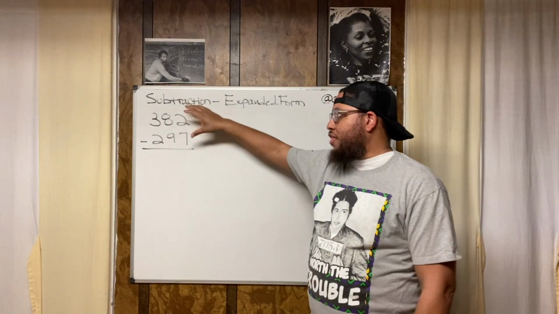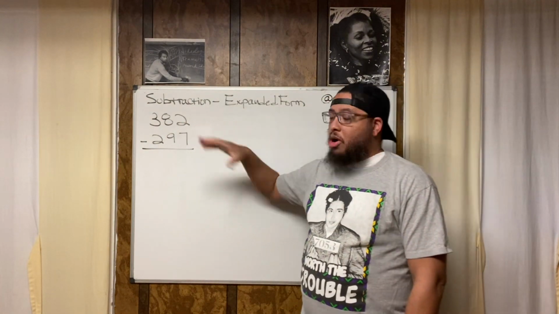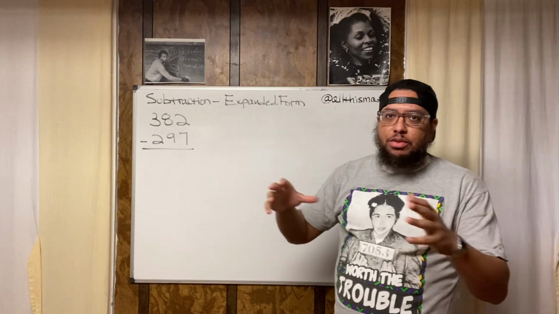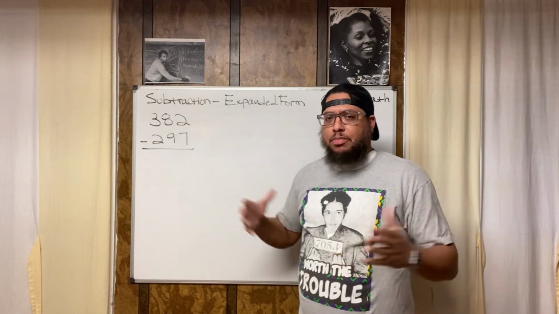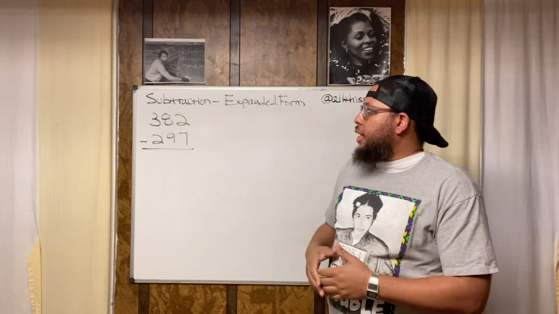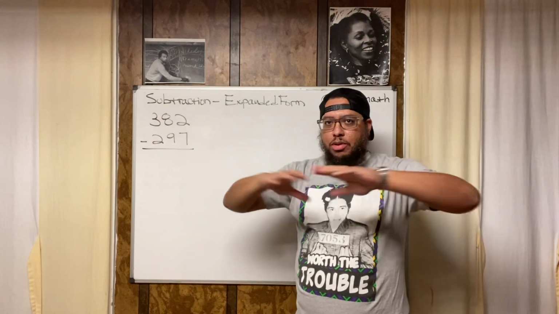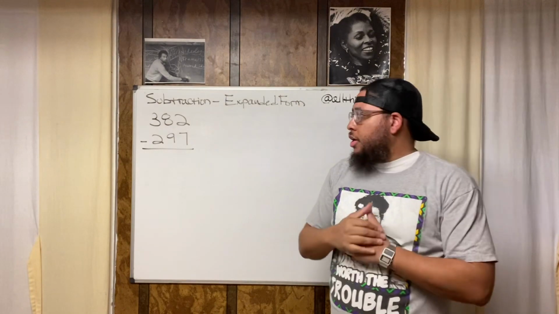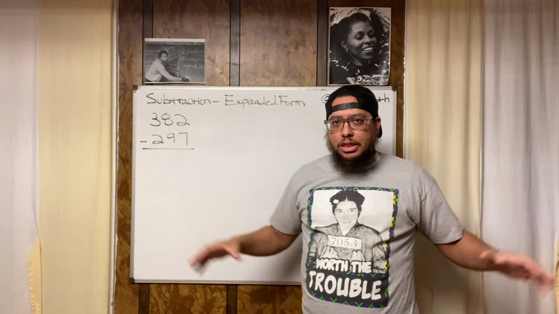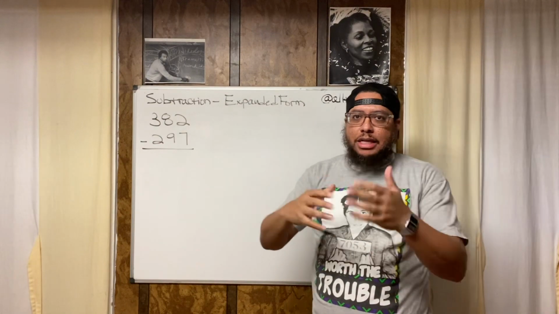Today we're going to get into some fundamentals of math. We're going to do some subtraction with borrowing, but actually we're going to use a different method. We're going to use the expanded form. The expanded form is pretty cool because it enables a student, a young person, even an adult like myself, to get a better visualization, a better picture of what's actually happening in the problem.